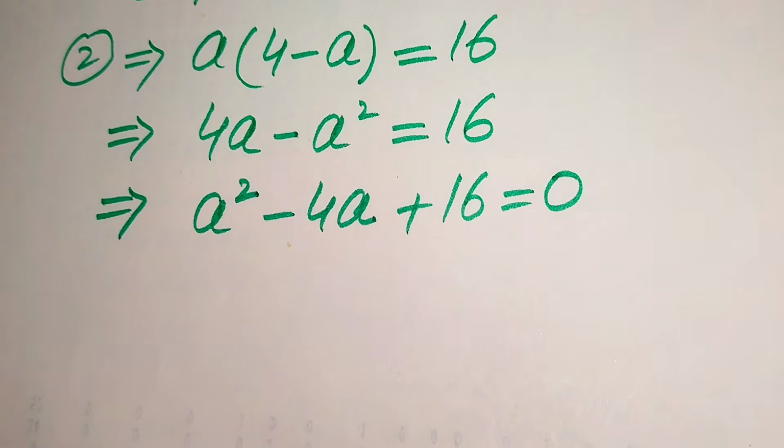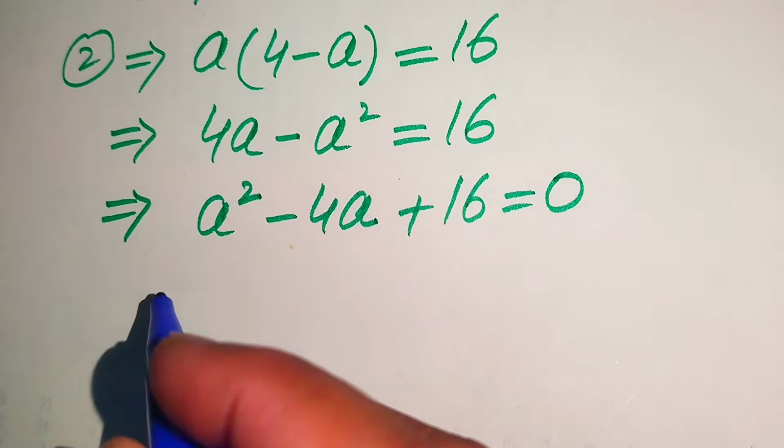And now you see this equation becomes a quadratic equation in the variable a, and we need to know that there are three methods to solve a quadratic equation. The first method is the factorization method, the second one is the completing the square method, and the third one is by applying the quadratic formula. So here we use the quadratic formula to solve this quadratic equation.